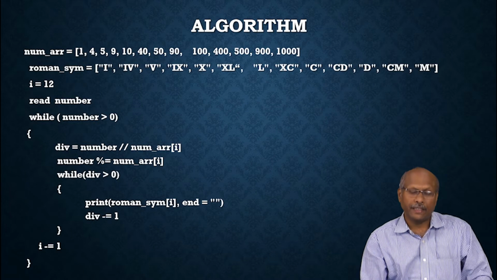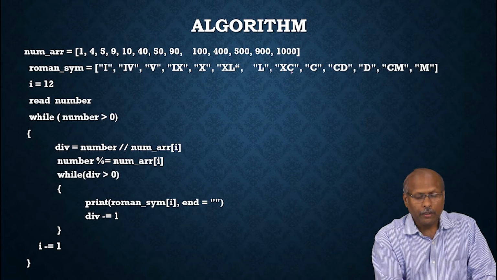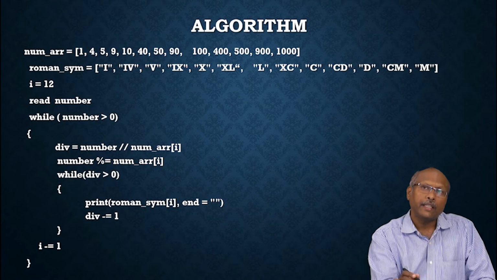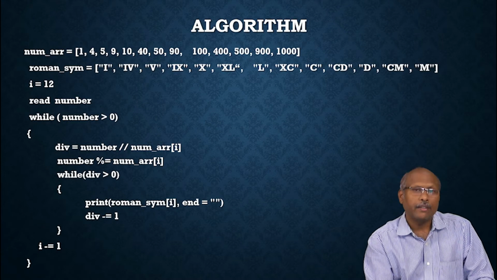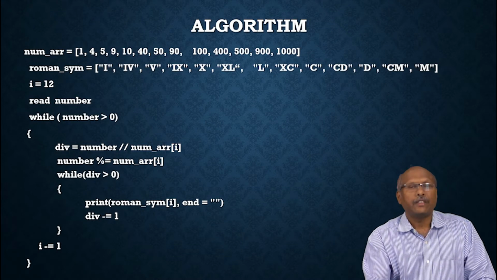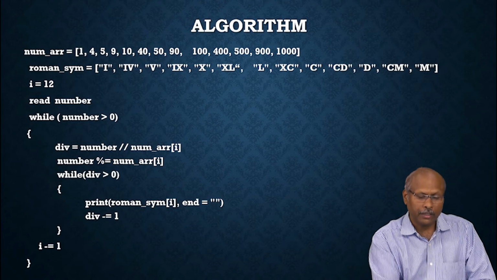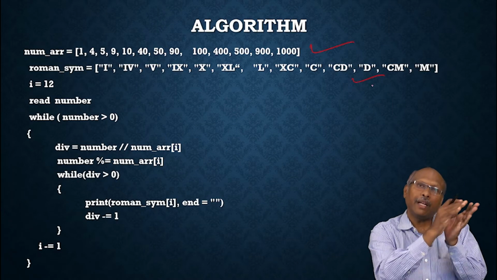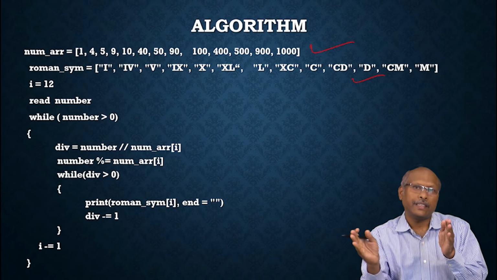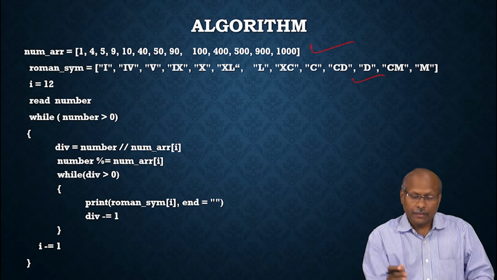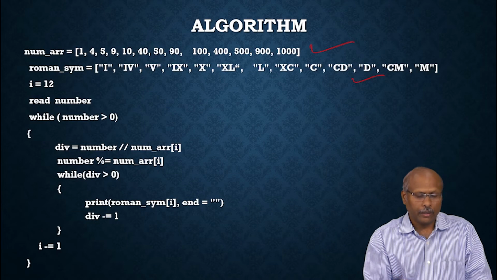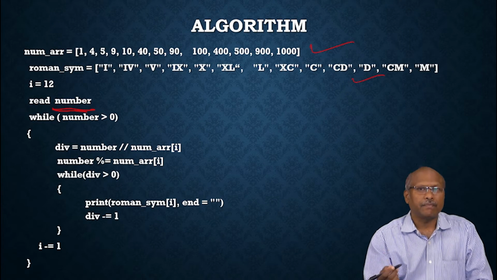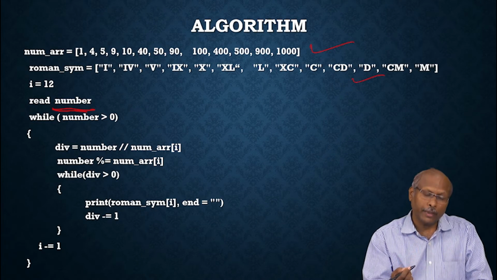There is a special algorithm for this. First, you represent the values 1, 4, 5, 9, 10, 40, 50, 90, 100, 400, 500, 900 and 1000, which you can directly represent through Roman symbols, and you write the corresponding symbols. So you make two lists: the first list has the values and the second list has the corresponding symbols. After writing these, you write the process. My input is the given number, which can be anything, and for that number you write the corresponding Roman symbols.